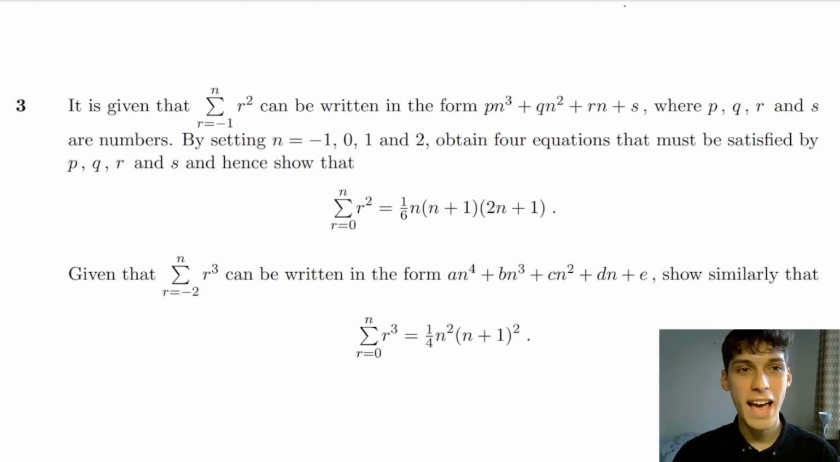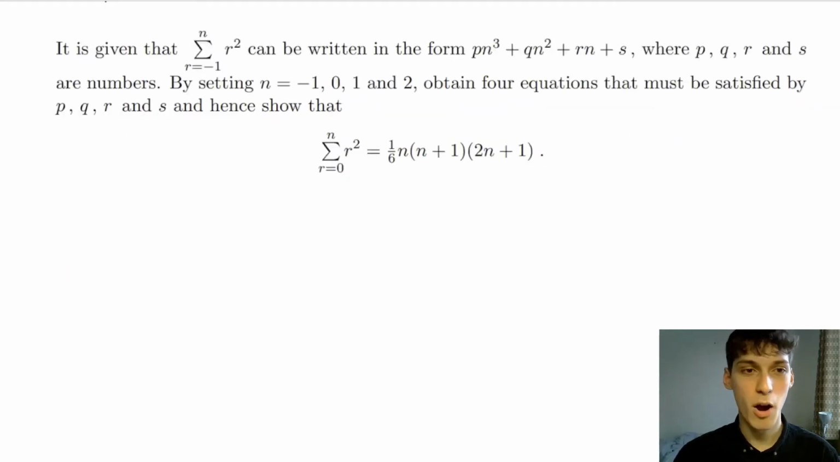So let's go ahead and read out the first part of the question, where it's given that the sum from r equals -1 to n of r squared can be written in this cubic form. And by setting n to be these four different numbers, we need to obtain four equations and show that the sum can be written in this form. So effectively, we need to solve for p, q, r and s.